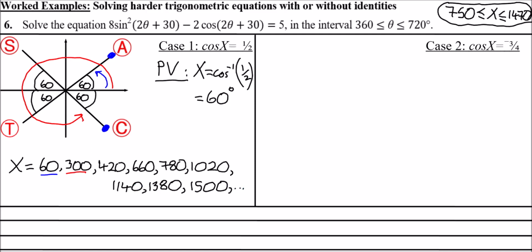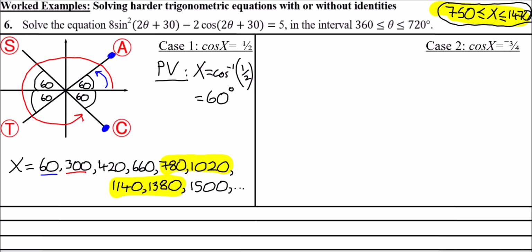Remember, our big X needs to be in this range, and so the values we're going to consider here are these four. These are too low. These are lower than 750. This one here is higher than 1470. So these are the values of big X which we're going to consider.